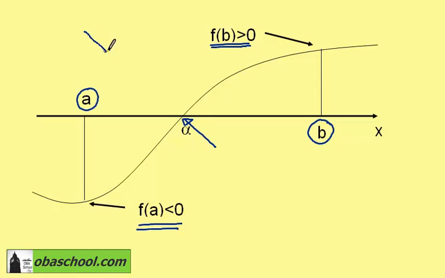Equally well, the curve could slope down this way, and we would have a change in sign, with the curve being above the axis on this side and below the axis on this side. So any change of sign implies a root between the 2 points.